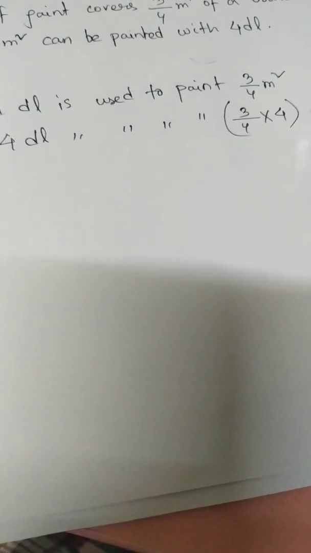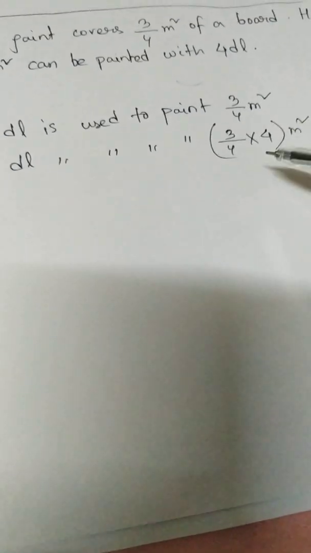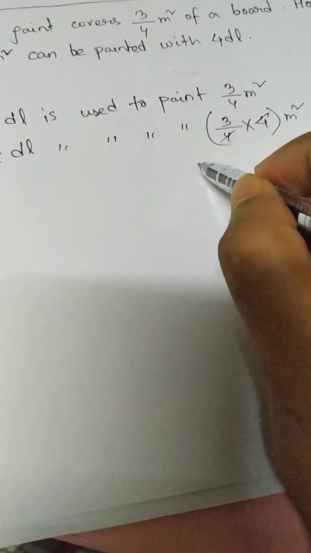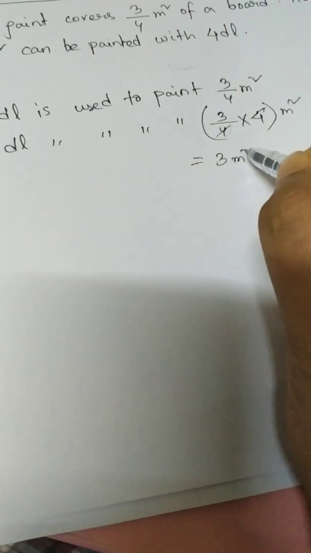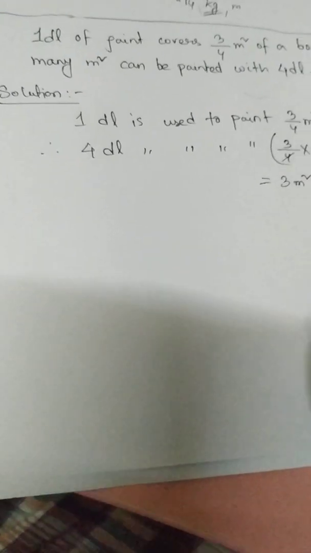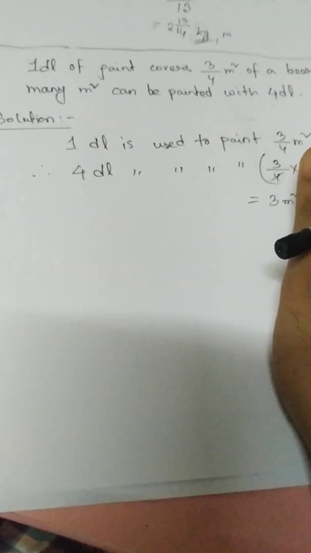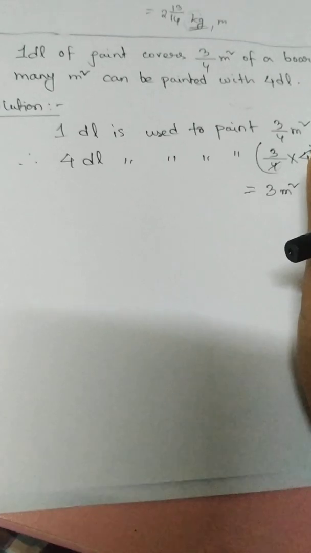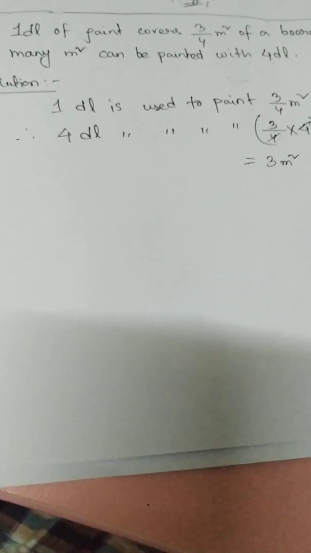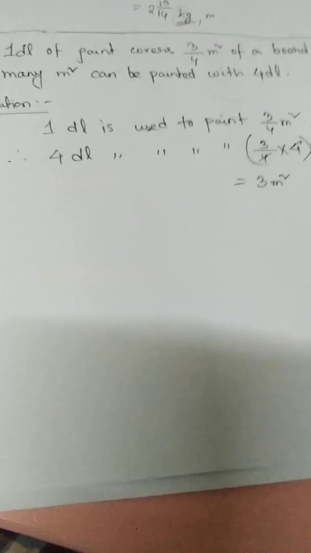So now we know how to multiply, right? Yesterday I showed you how to multiply fractions. So crosswise we can cut this 4 and 4. So what will remain? Only 3. So we can write 3 meter square. Very simple. These are the types of problems we usually need to solve for multiplication of fractions.